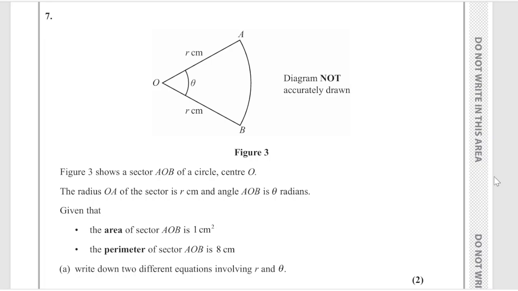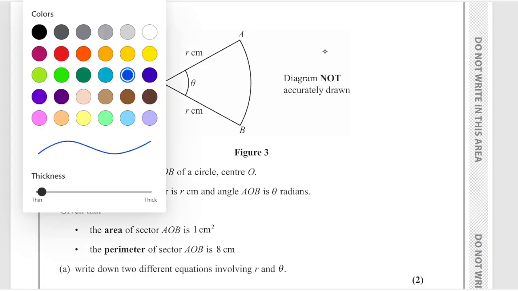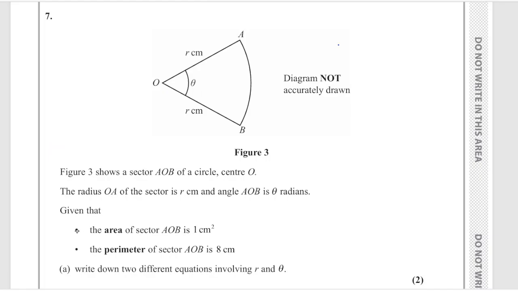So here we are given a sector AOB of a circle with center O. The radius is r centimeters, and the angle AOB is theta radians. It is given that the area of the sector is 1 centimeter square and the perimeter of the sector is 8 centimeters. And we need to write the two different equations involving r and theta.